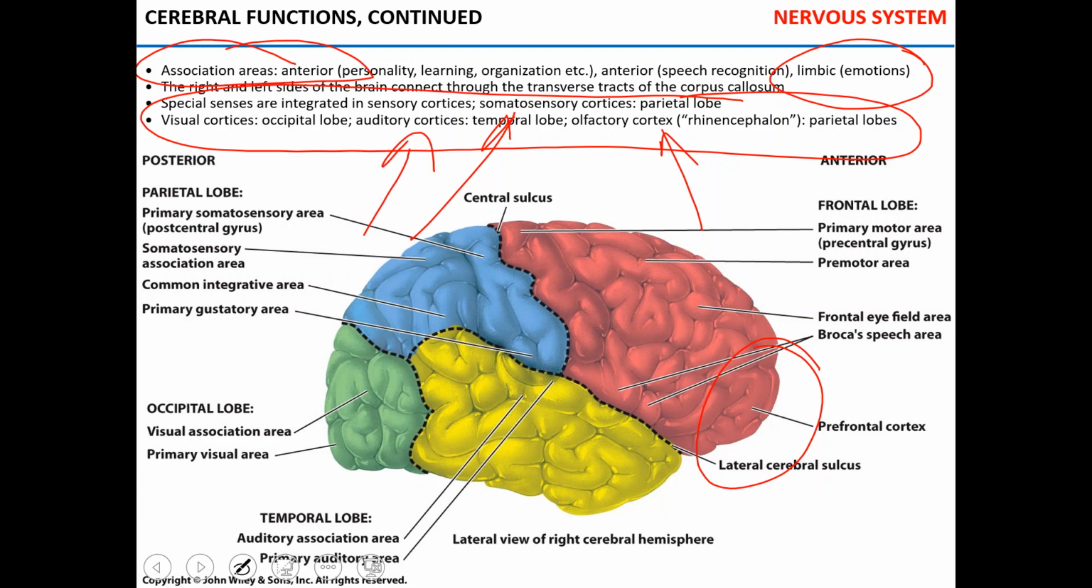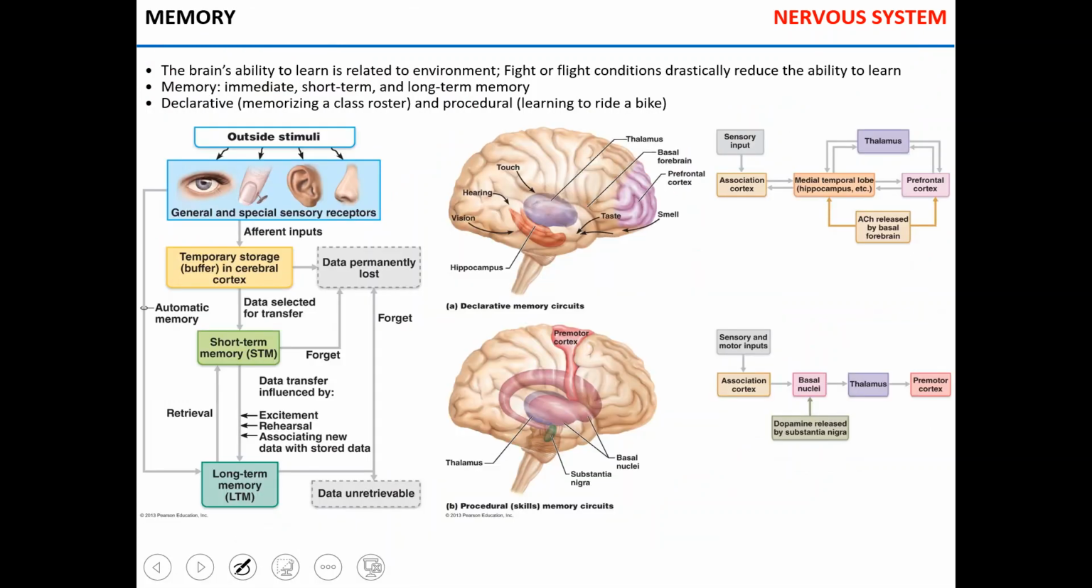There are visceral cortices not shown on the picture. Visceral cortices are responsible for the interpretation of the sensations from the internal organs. Now, lastly, I wanted to say a few words about memory. So memory can be categorized based on the type of memory and longevity of the memory.